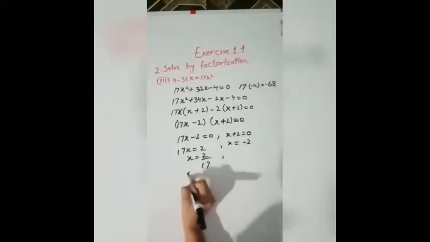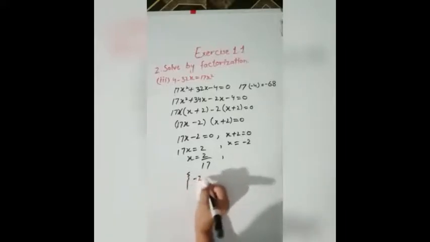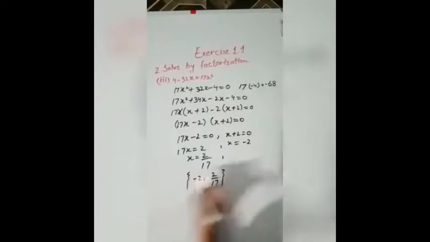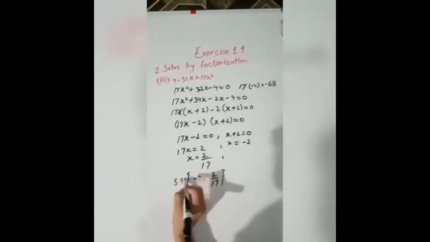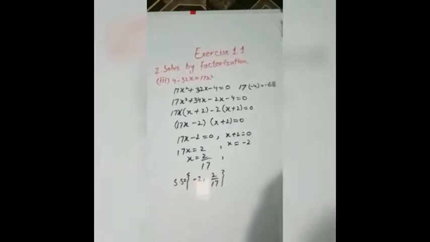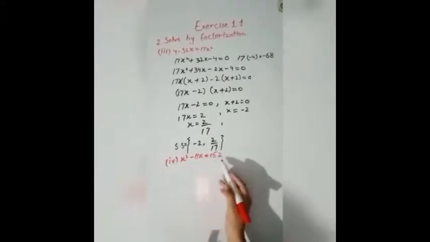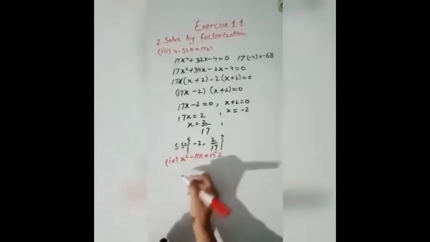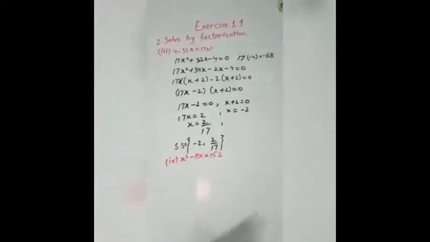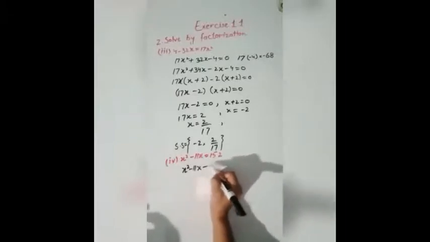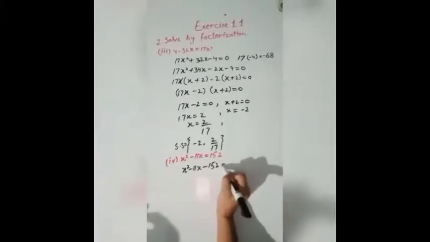So we got solution set is minus 2, 2 by 17. Next part is fourth part. We have x square minus 11x is equal to 152. First we have to convert it into standard form. x square minus 11x minus 152 is equal to 0.